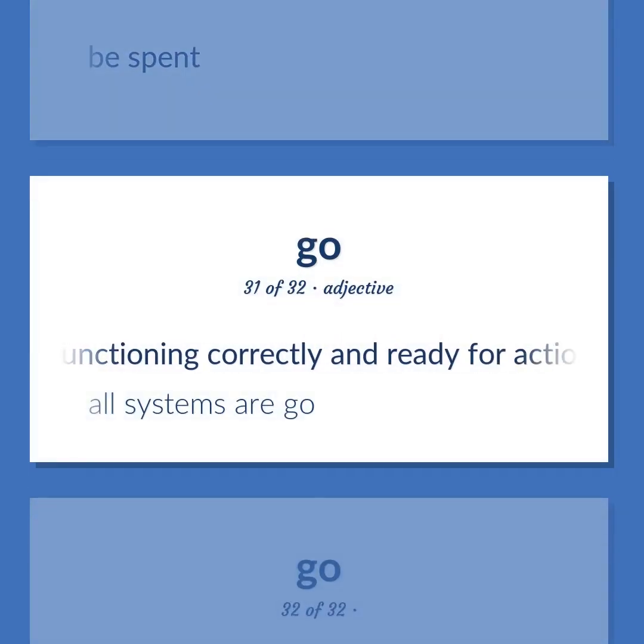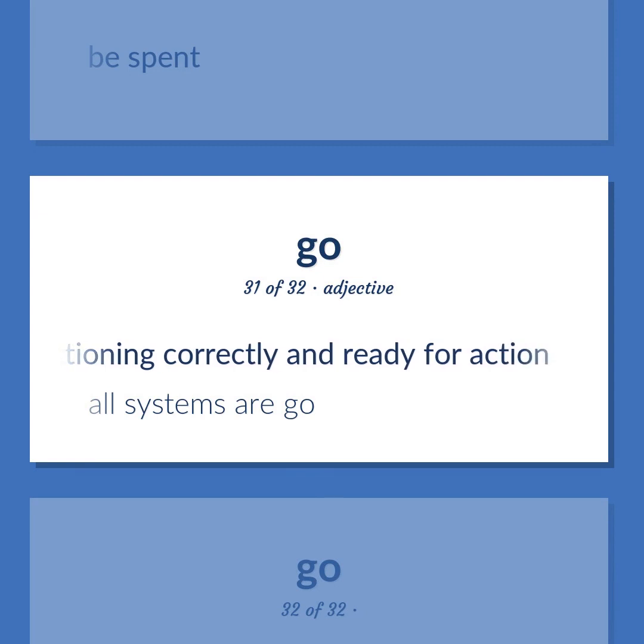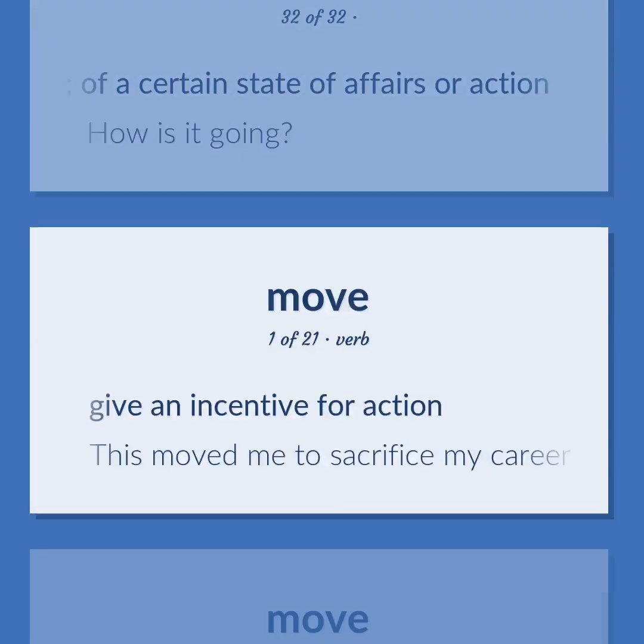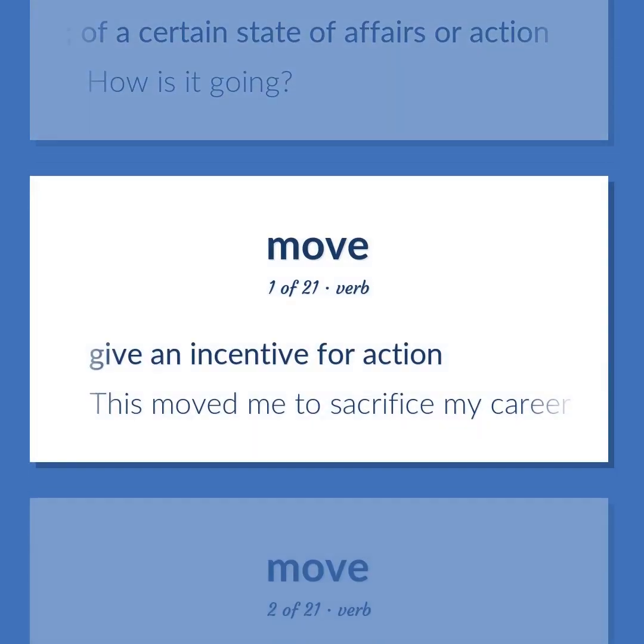Functioning correctly and ready for action. All systems are go. Pass, fare, or elapse, of a certain state of affairs or action. How is it going? Give an incentive for action. This moved me to sacrifice my career.